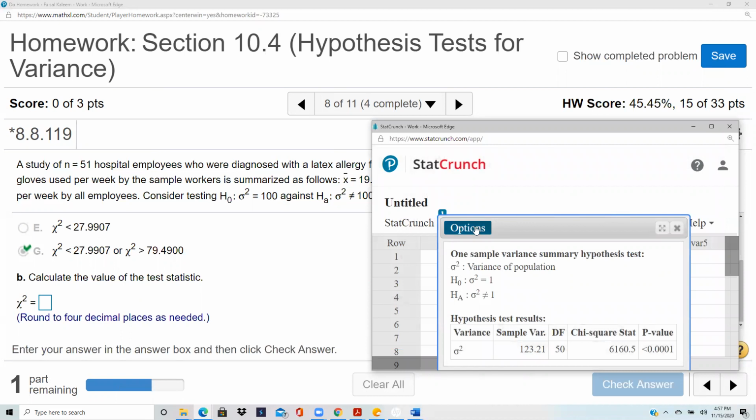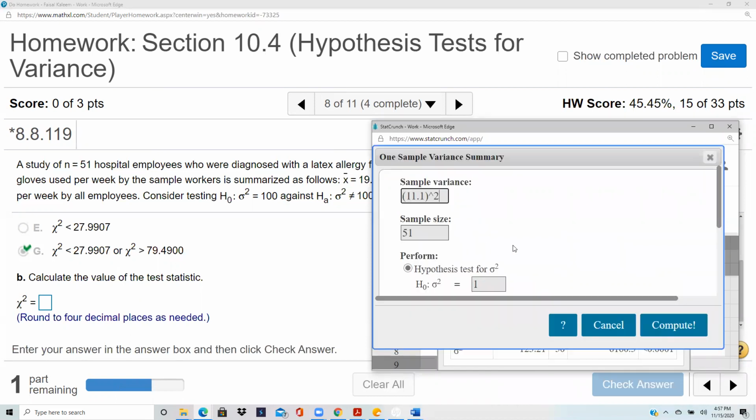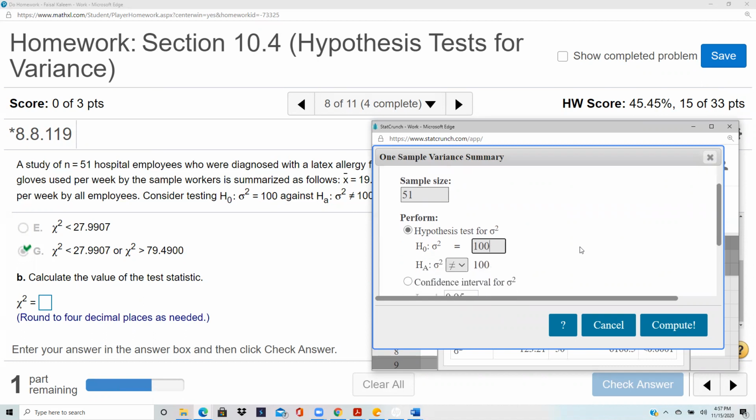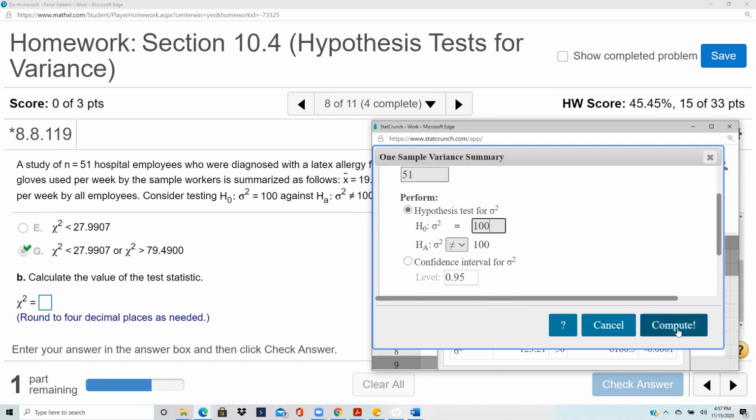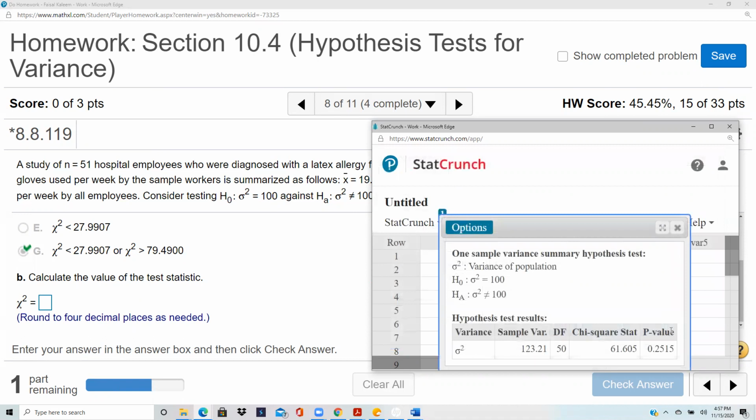Oh, the hypothesis test, I didn't. Okay, so sigma square is 100. This time we are already given sigma square, so you don't square it. You just keep the 100 and then it was not equal to. So the test statistic is 61.605.